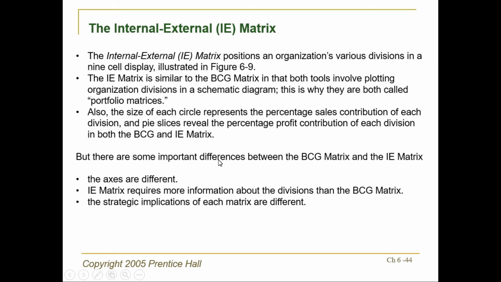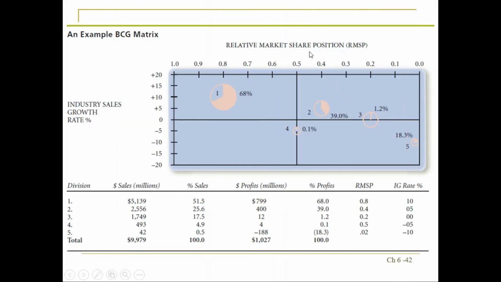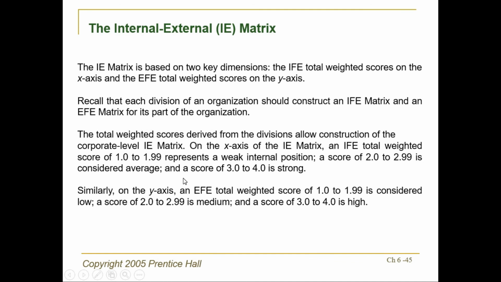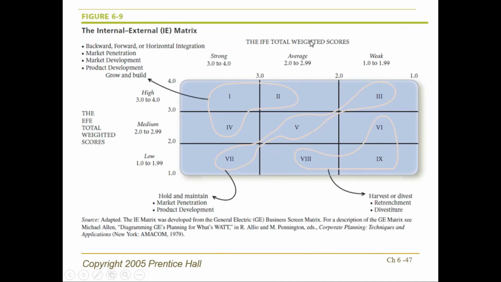But there are some important differences between the BCG matrix and the IE matrix. In the BCG matrix the axes were different: on the horizontal axis the relative market share was recorded, and on the vertical axis the industry sales growth was recorded. But here it is not like that. Here the scale is evaluated or measured differently.